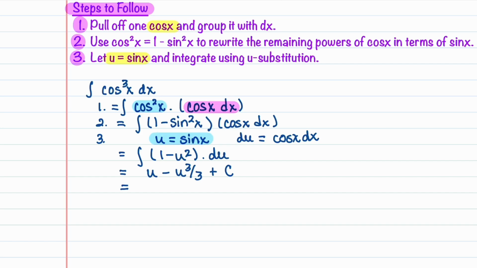We put that u is sin x, so this gives us the answer sin x minus, I'm going to pull that 3 out in front, so minus 1/3 sin³x plus C. And there's our answer.